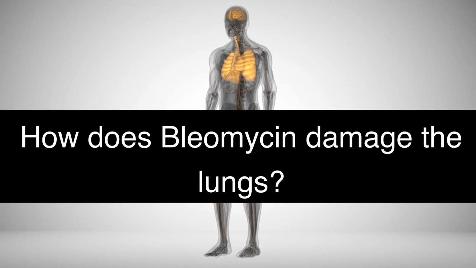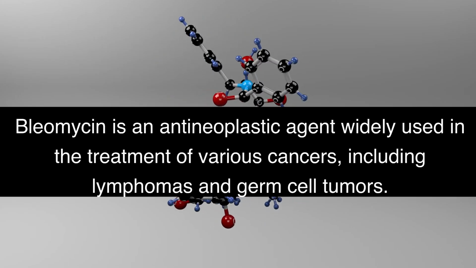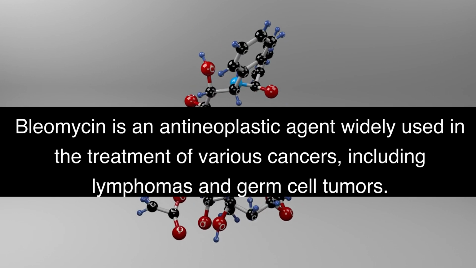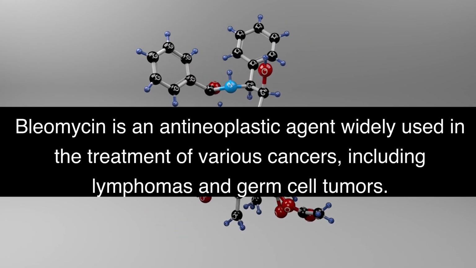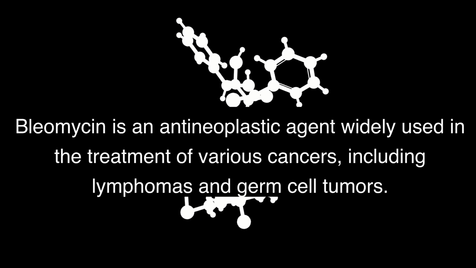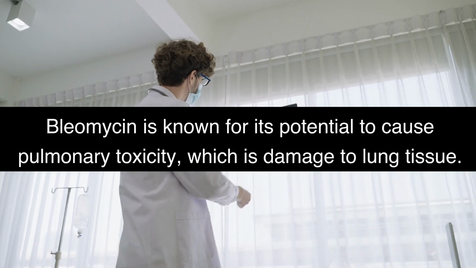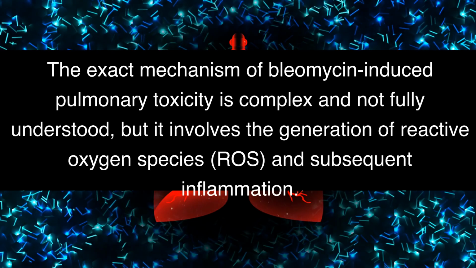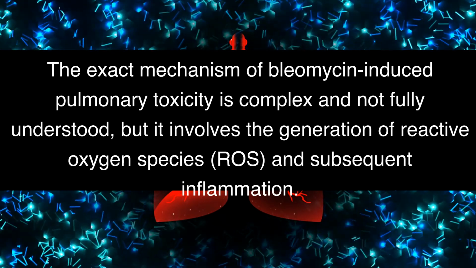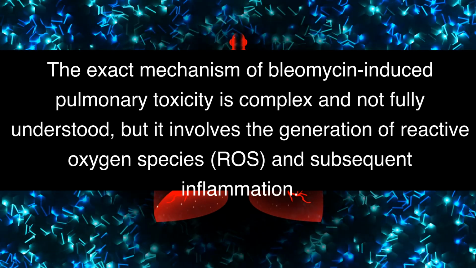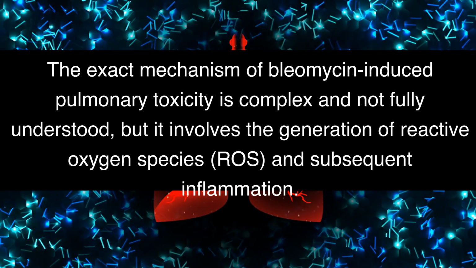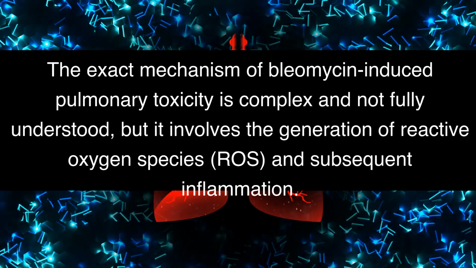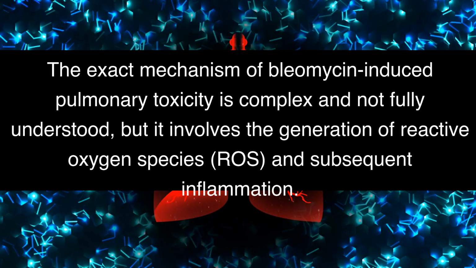How does bleomycin damage the lungs? Bleomycin is an antineoplastic agent widely used in the treatment of various cancers, including lymphomas and germ cell tumors. Bleomycin is known for its potential to cause pulmonary toxicity, which is damage to lung tissue. The exact mechanism of bleomycin-induced pulmonary toxicity is complex and not fully understood, but it involves the generation of reactive oxygen species, ROS, and subsequent inflammation.